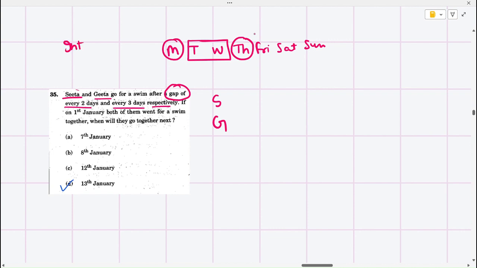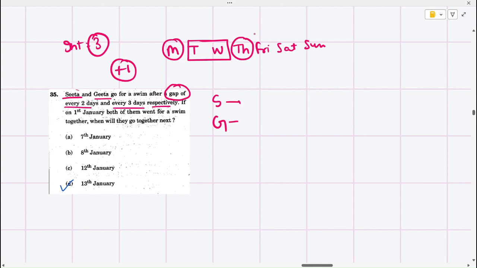So the interval will be of 3 days. That is, we'll simply add one in this case. The same is the case for Geeta. That is, Geeta goes after a gap of every 3 days, which means she goes on the 4th day, which was in the previous question. Whichever day or time or second we talk about, we'll focus on that only. And that is the number we have to take to find out the least common multiple.